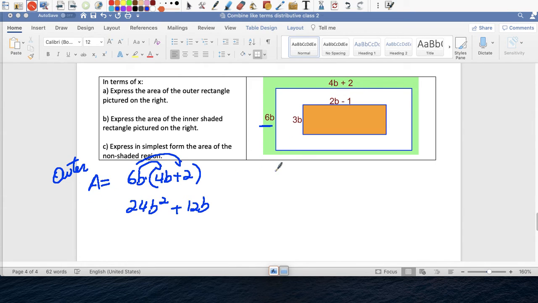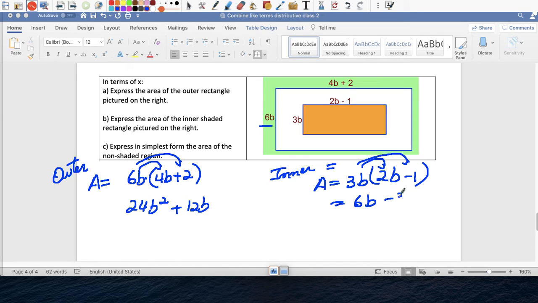The inner rectangle, the smaller one, the area is going to be 3b, the width, times the length over here. I'll put that in parentheses as well. And that's going to give us 6b squared minus, this is 6b, and then 3b minus 1 is going to be minus 3b. Okay, we did this, we did that.